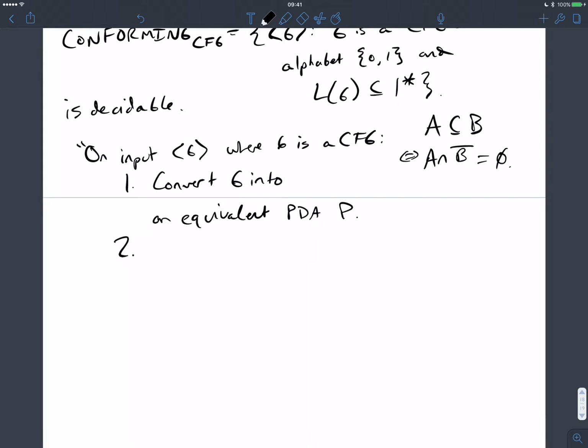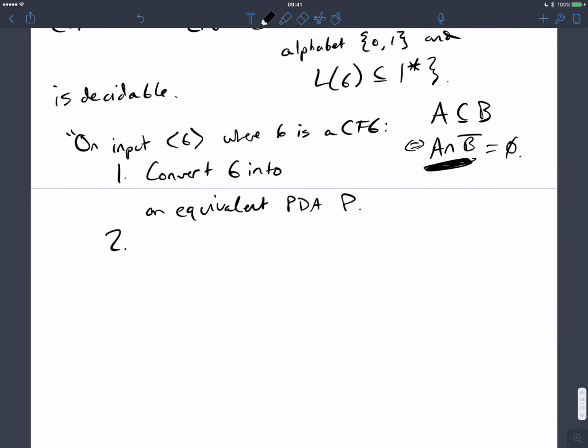Well, I want to make a CFG or PDA for A intersect B complement. Well, what is A in this case? It's the language of the grammar or PDA here. What is B here? 1 star. Good. So construct a PDA, let's call it P prime, for L of P intersect 1 star complement.